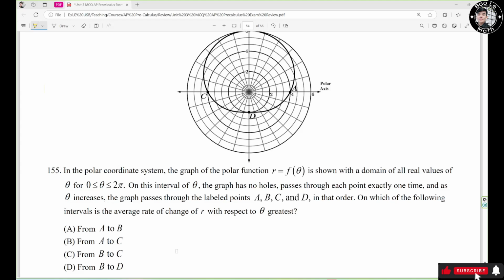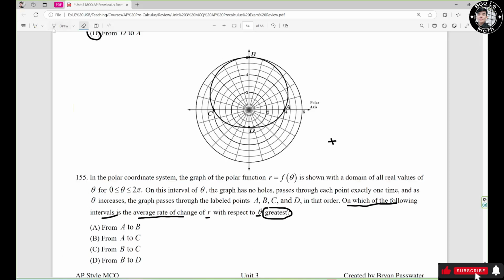155 is opposite to 154, right? We do exactly the same thing. Now answer choice A, from A to B, which means from here to here. Alright, you see that the radius is getting bigger and bigger, right? If the radius is getting bigger and bigger, which means f of b is greater than f of a, then the sign of the precalculus change must be positive, right? So this one is the radius one. So the answer choice A could be correct. Let's check for the other answers.